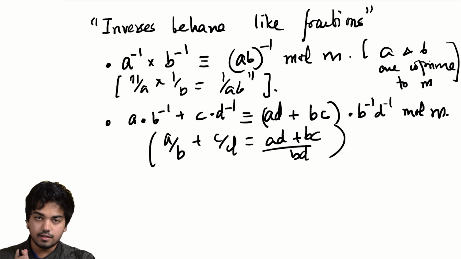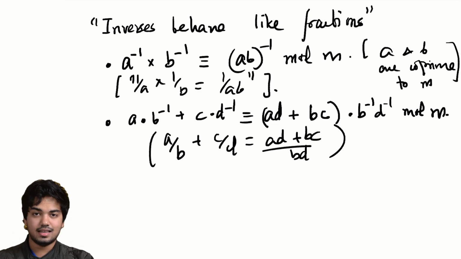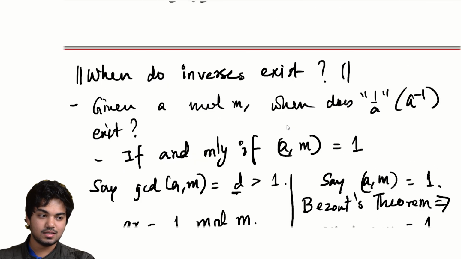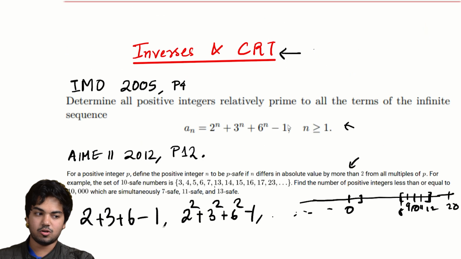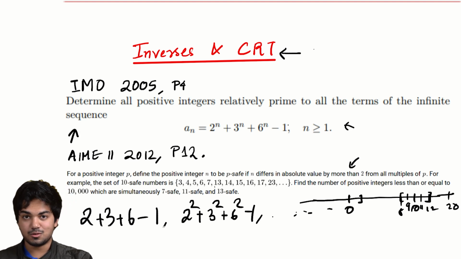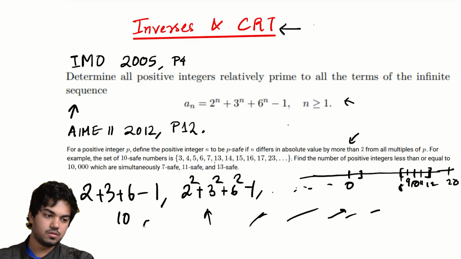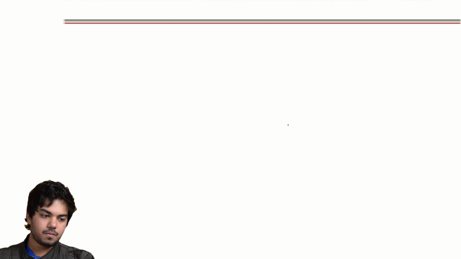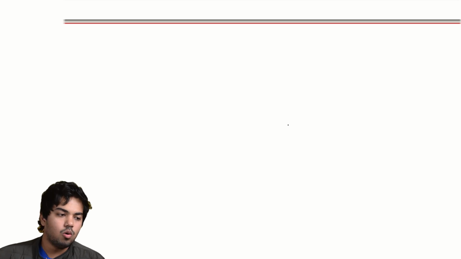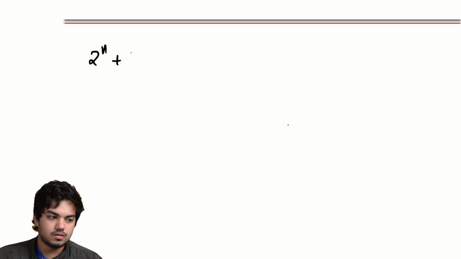But the point is, inverses behave exactly like fractions. And this kind of immediately solves this really supposedly hard problem for us. IMO 2005 P4. The main observation that you have to make is that for any prime, so I'll write this problem down. We want to really just find what primes show up in this sequence, right?